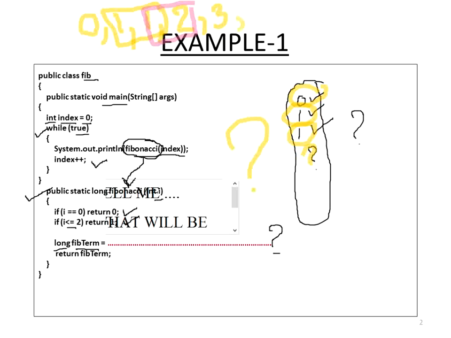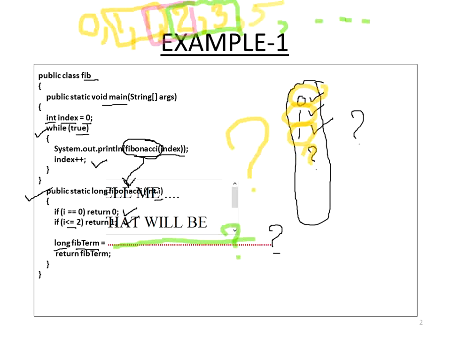And then we have 5, because 3 plus 2 is 5. And likewise, we have different numbers. Now you have to tell what will be at this place. What we are doing, we are adding the previous two numbers in order to get the next number. So what will be placed in this equation? You have to find it out.